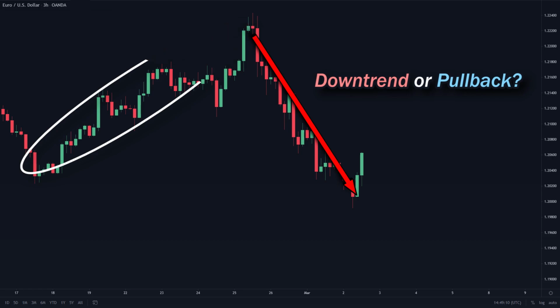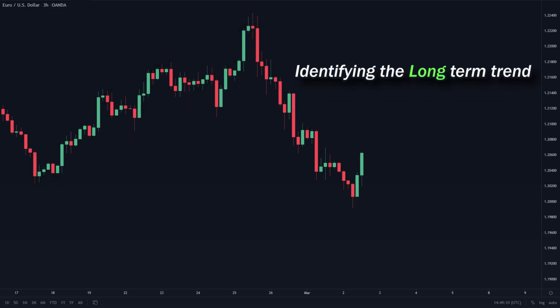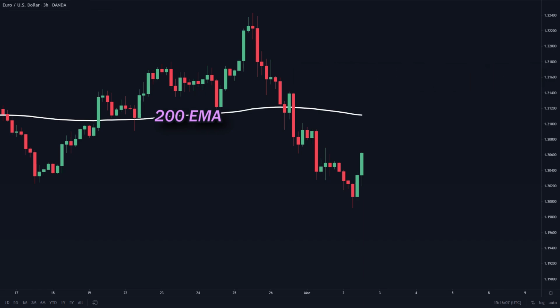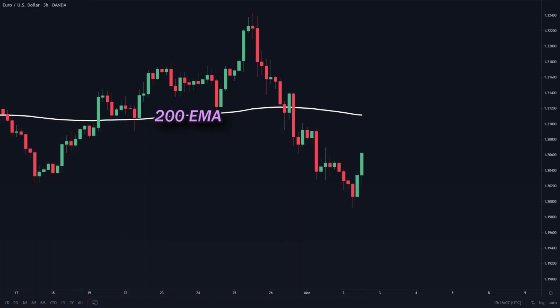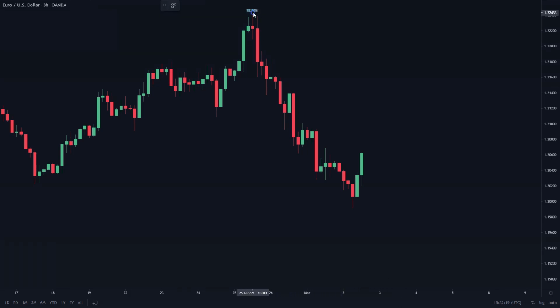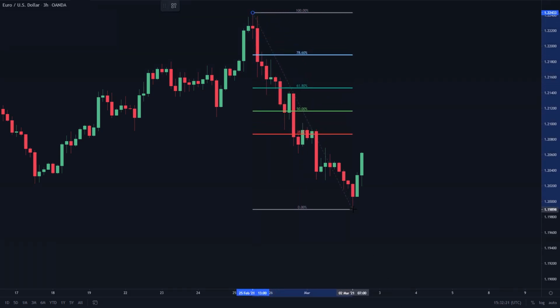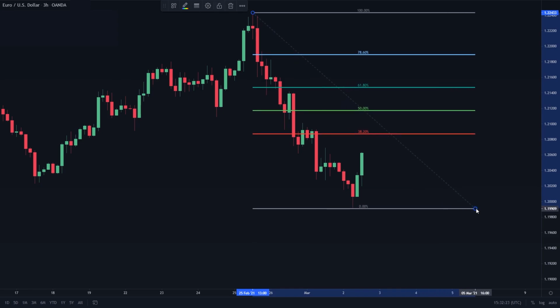Well, the way we know that is by identifying the long-term trend using the 200 EMA indicator. And in this example, we can see that the price is below the 200 EMA, meaning this downwards movement is in fact a downtrend. Now, once you've identified the downtrend, the next step is applying the Fibonacci retracement tool. And since it's bearish, you want to start from the swing high and connect it to the swing low, and again, drag it to the right to extend the levels.